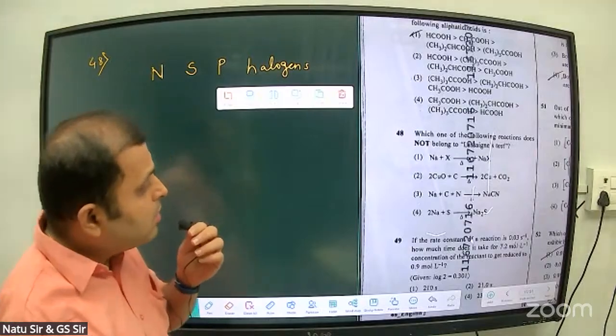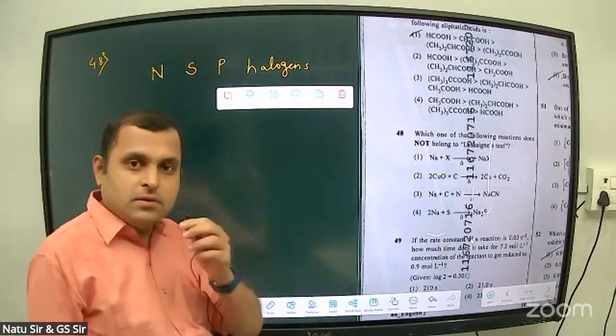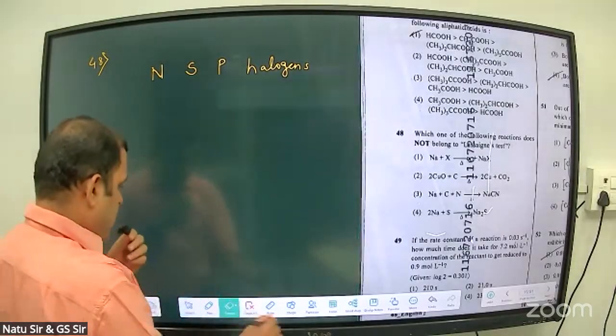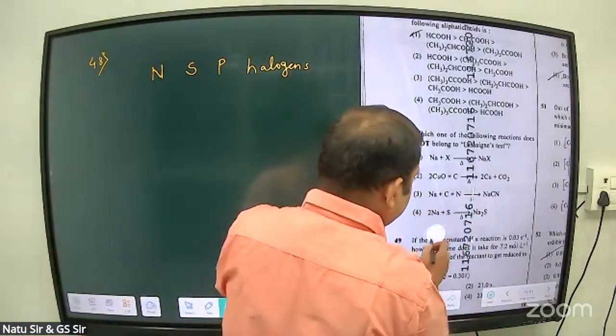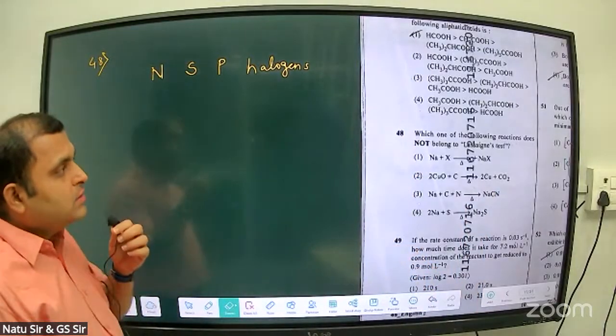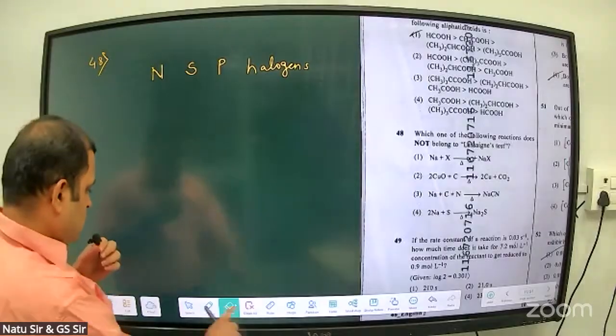So nitrogen will be that option, and then in option 4 they have mentioned sulfur. So the answer will be option 2.